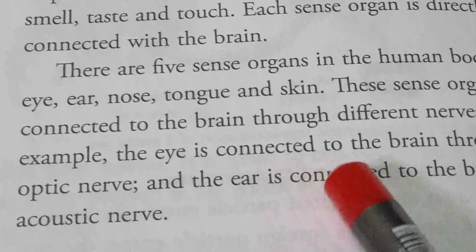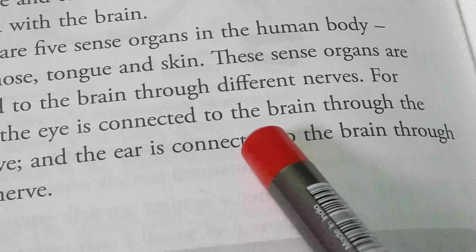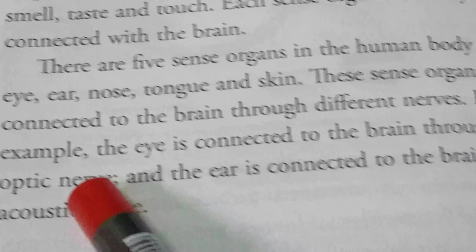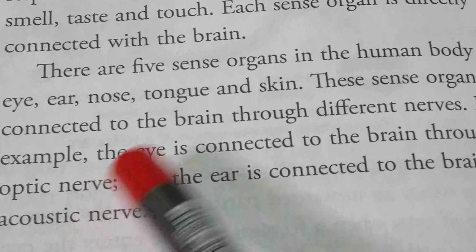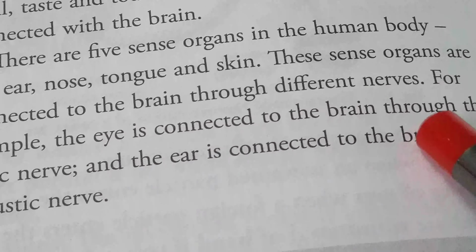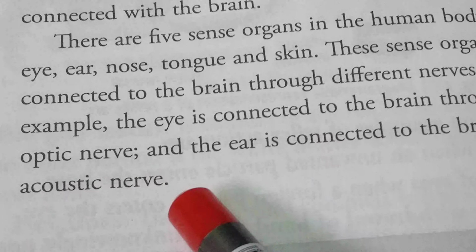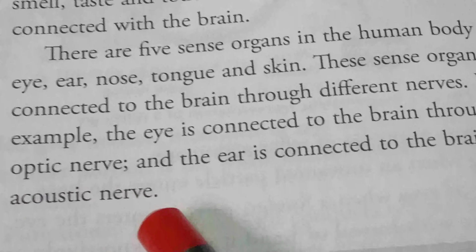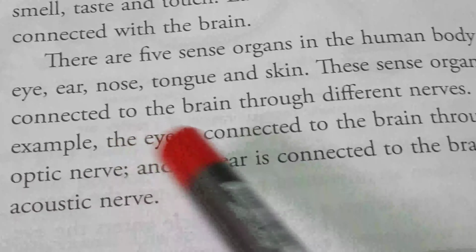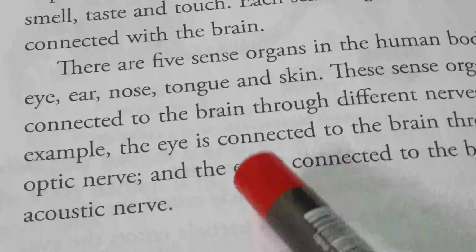acoustic nerve. For example, the eye is connected to the brain through the optic nerve. So here the optic nerve is connecting the eye with the brain. In the same way, the ear is connected with the brain through the acoustic nerve. As a short question, remember just these two nerve names.